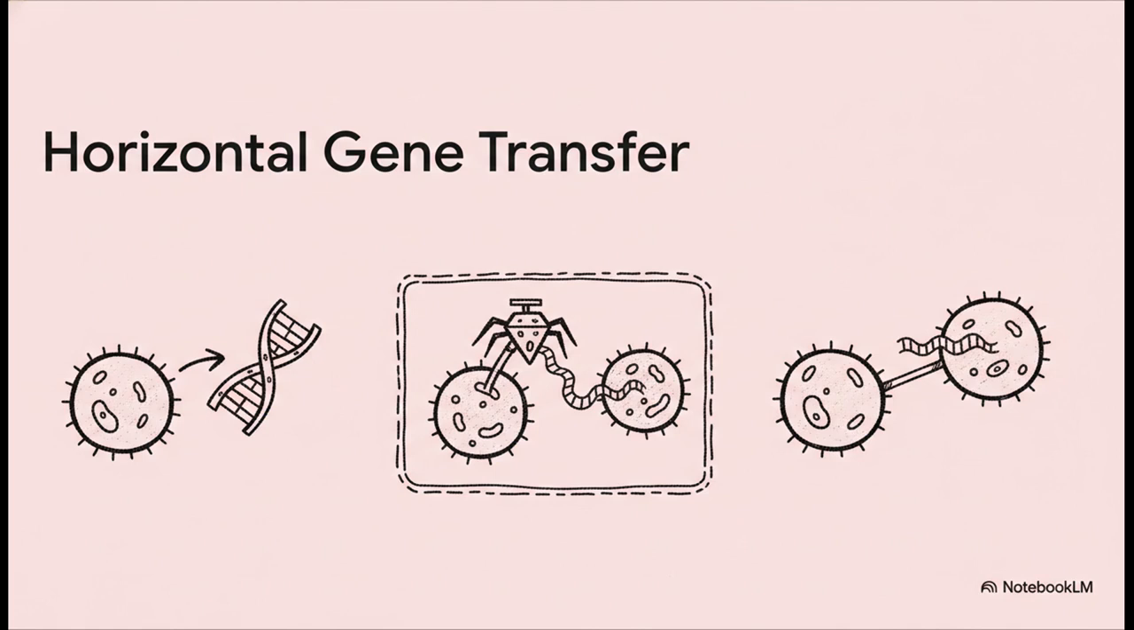Okay, so before we go any deeper, it helps to see where transduction fits in the grand scheme of things. See, bacteria are really good at sharing genes with each other, and this whole process is called horizontal gene transfer. They've got a few tricks up their sleeves. There's transformation, where they just grab DNA floating around them. There's conjugation, which is like a direct cell-to-cell transfer. And then there's our topic for today, transduction, the one that's all mediated by viruses.